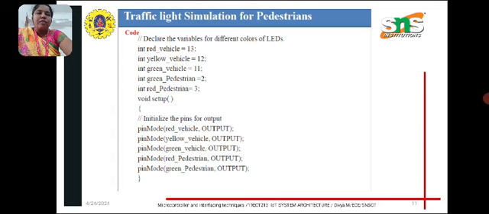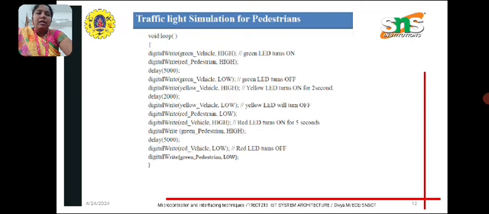This is the program for the traffic light simulation for pedestrians. We have connected the red LED to the 13th pin, the yellow LED to the 12th pin, green to the 11th, the green pedestrian to 2, and the red pedestrian to 3. We have to initialize those LEDs and make them outputs. Then we have to write every pin high or low based on the time delay, to switch the lights on and off.